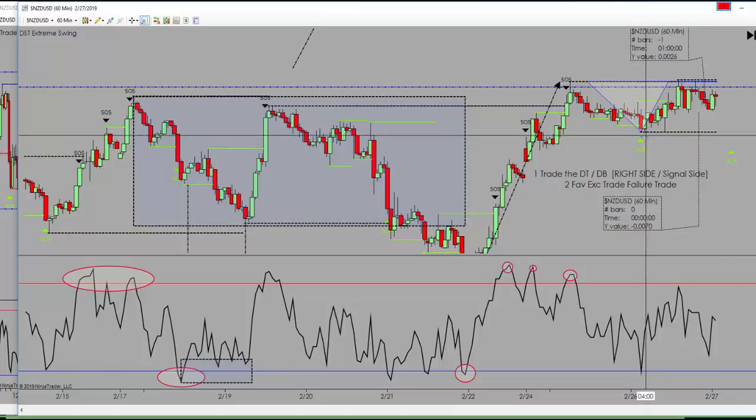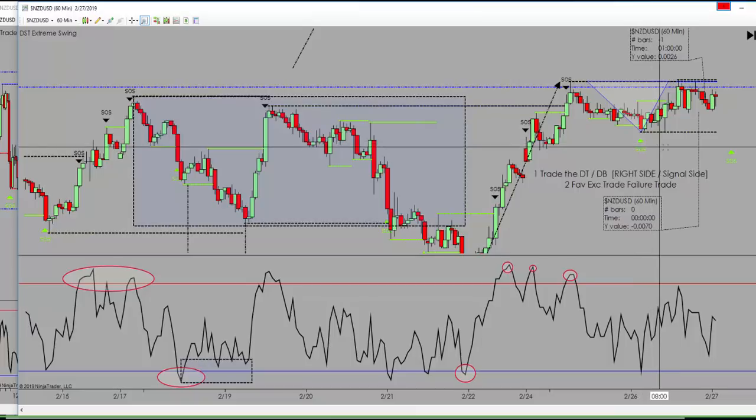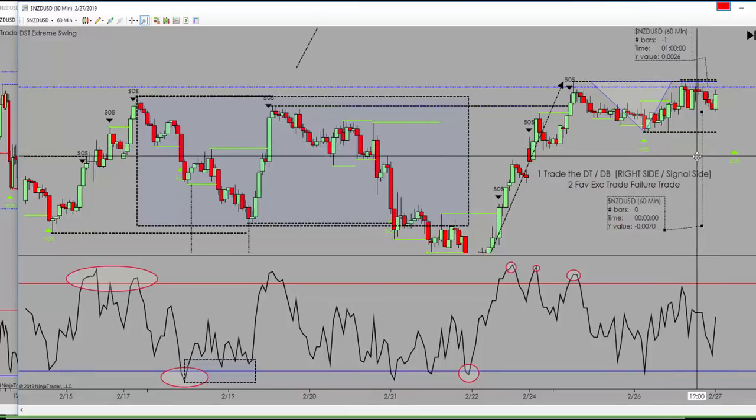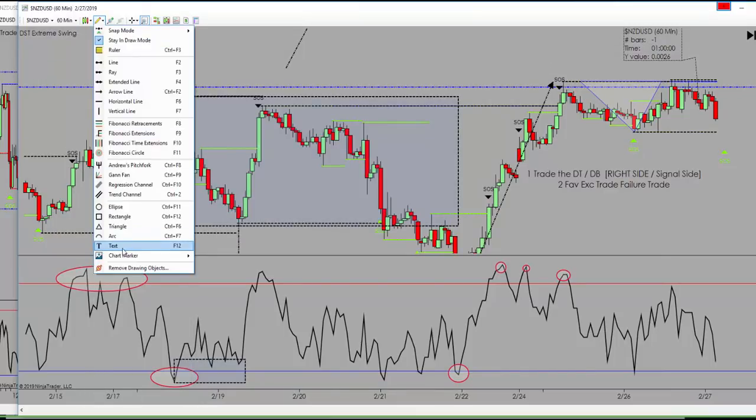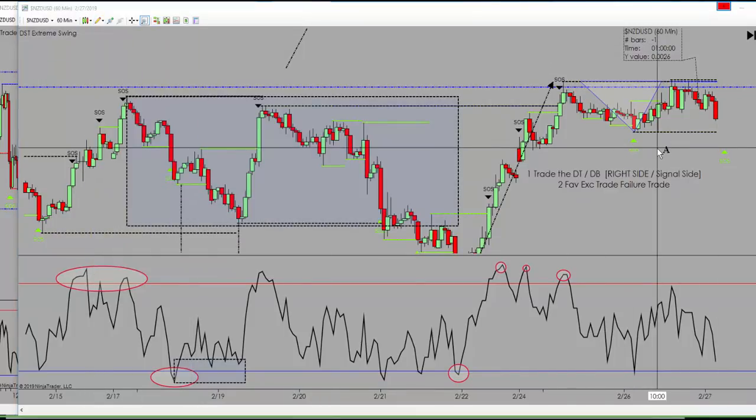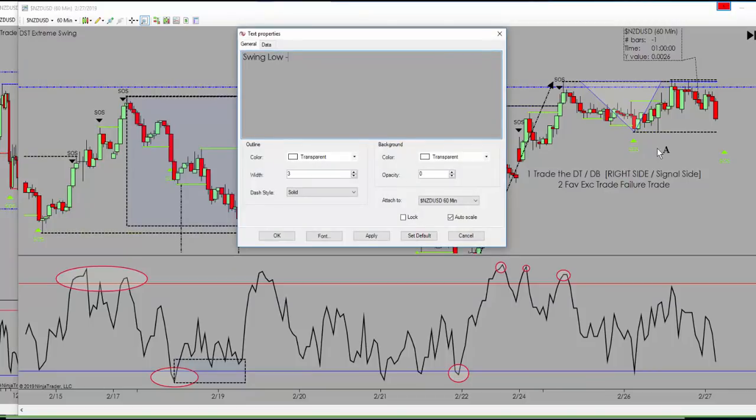Or we can wait for either A, we can take this low, subtract 10 pips, and rest a sell stop right there. That's what I call the chop stop entry. Okay? So take the swing point low, and then minus 10 pips as an example. That's called the favorable excursion.